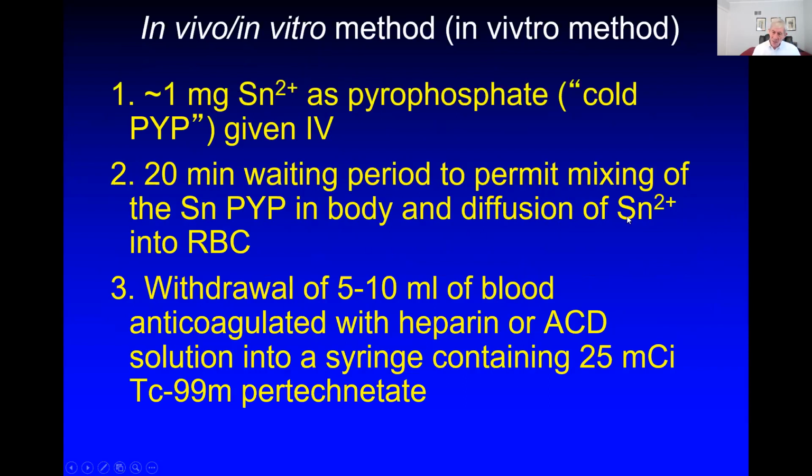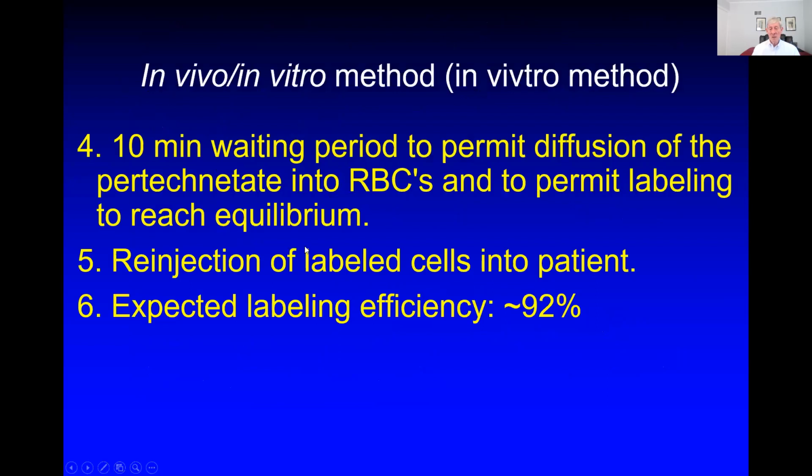We are taking some of this tinned blood out through a butterfly, and drawing it into a syringe containing a small amount of an anticoagulant, either heparin or what is called ACD solution. This is acid citrate dextrose, a very good, very safe anticoagulant. So we're going to do the tinning in a syringe hooked to the patient with a butterfly. And then after about 10 minutes of waiting in that syringe, and maybe occasional shaking, we're simply going to re-inject those labeled cells into the patient.